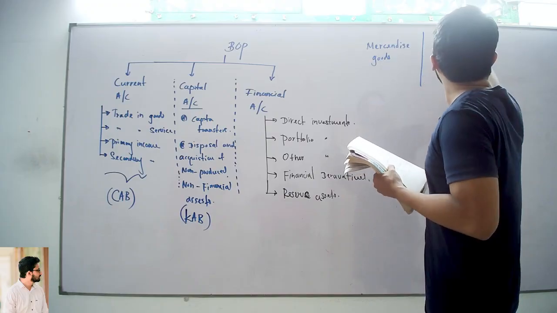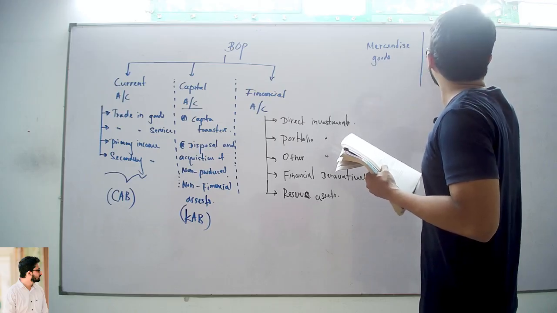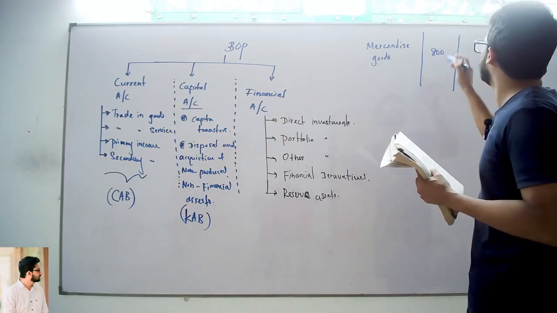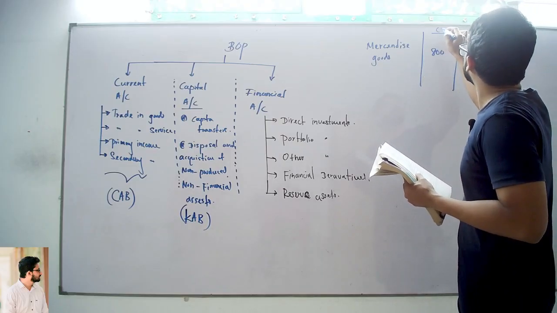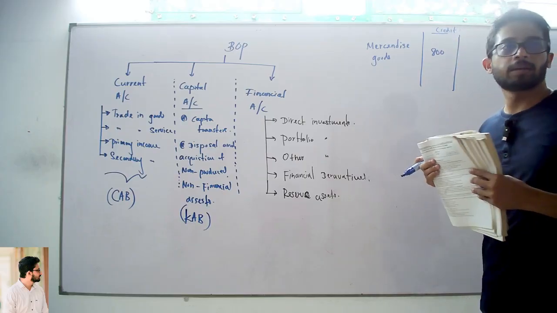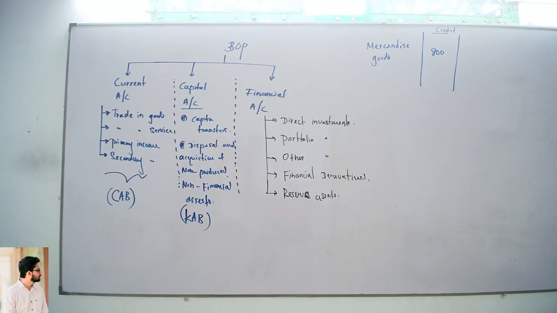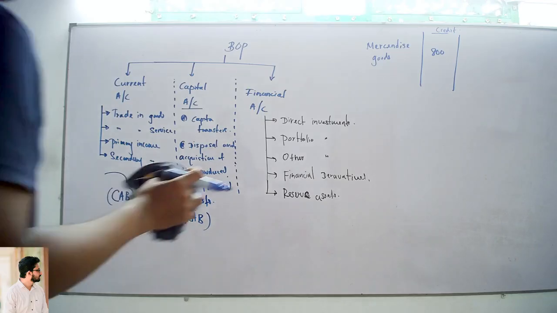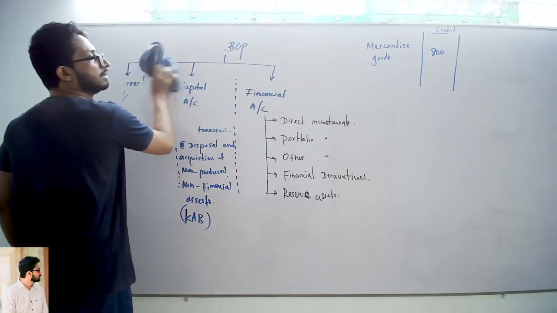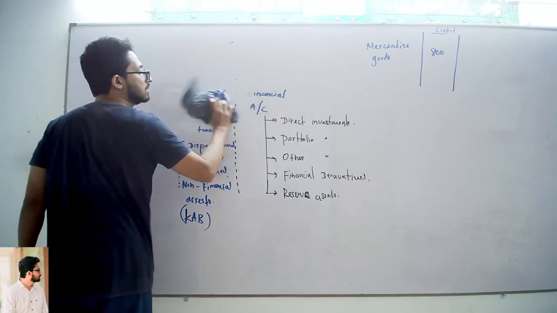Put in this account, 800 has been recorded as credit. Listen very carefully: credit. 800 has been recorded as credit in the merchandise or trading goods account.